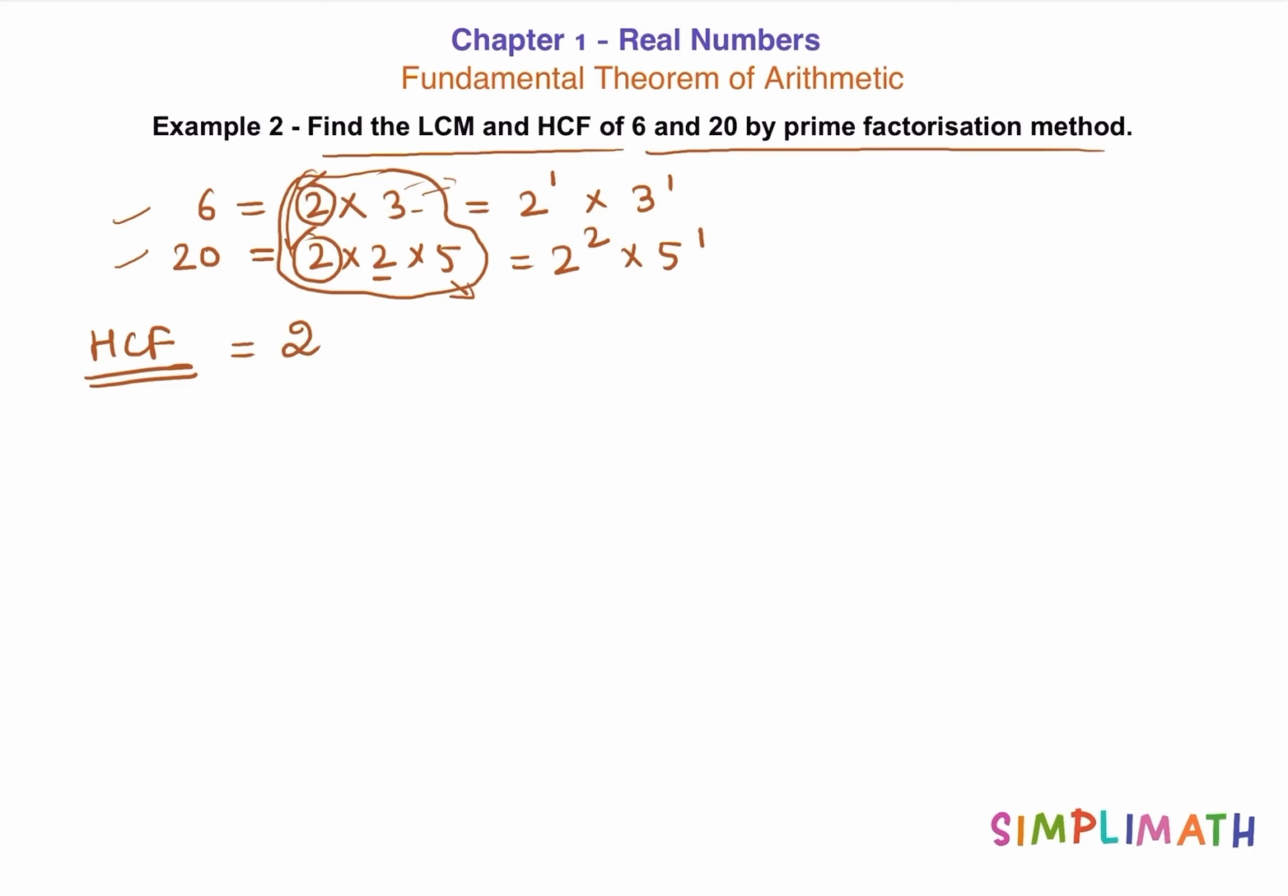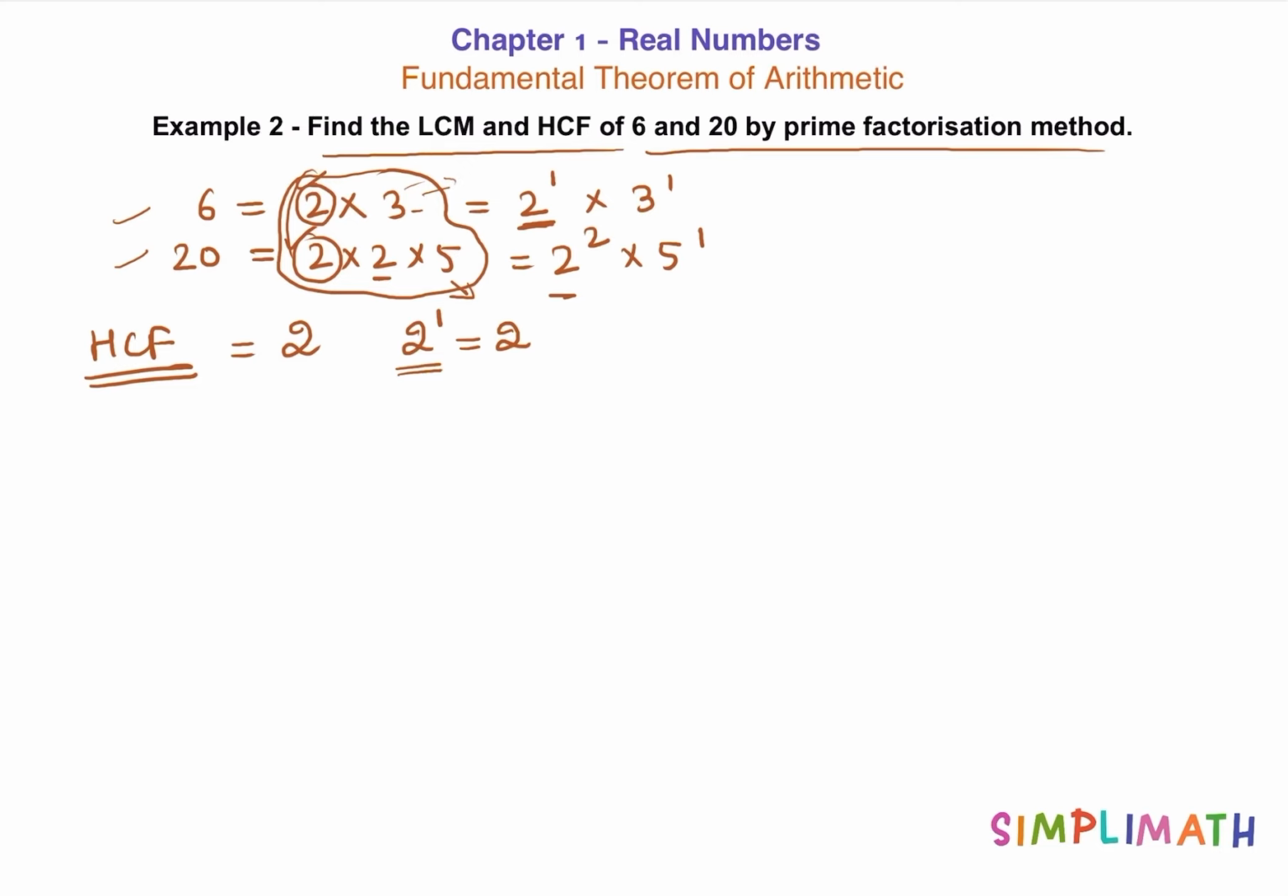That is, HCF is the product of the smallest power of the common prime factor of the two numbers. So that means 2 to the power 1 is the smallest power of common prime factor in the prime factorization of 6 and 20. So 2 to the power 1, which means 2 is the HCF of 6 and 20.